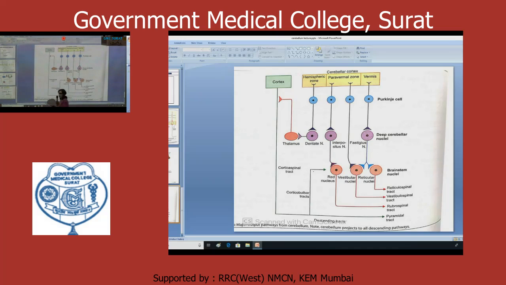For understanding the functions of the cerebellum, this internal architecture of the cerebellum is very important, and you must understand this internal architecture first, because it will help in the generation of the functions of the cerebellum, which we will discuss in detail, the functions and the disorders of the cerebellum, in the next lecture.